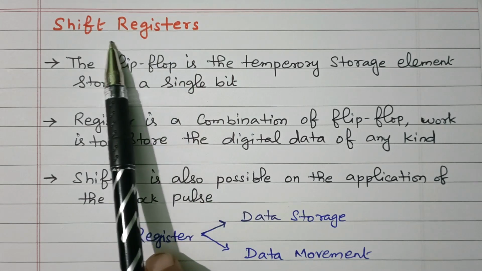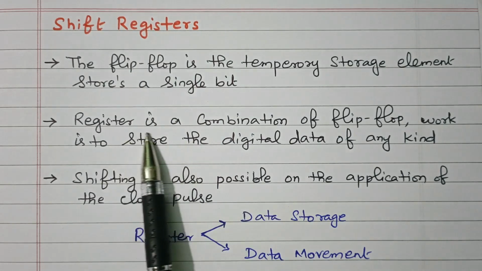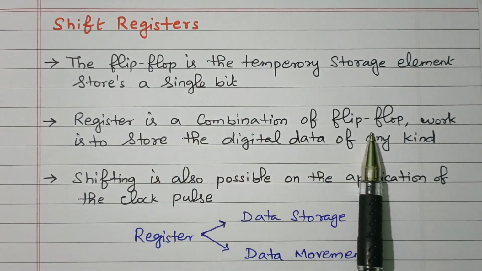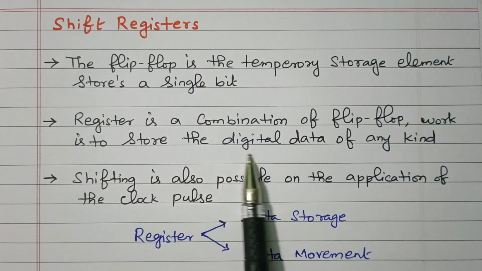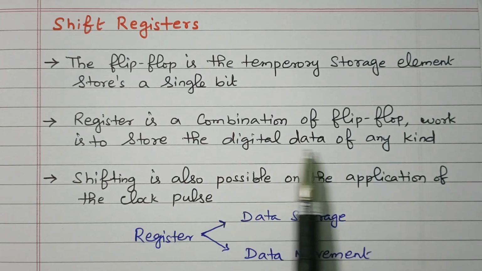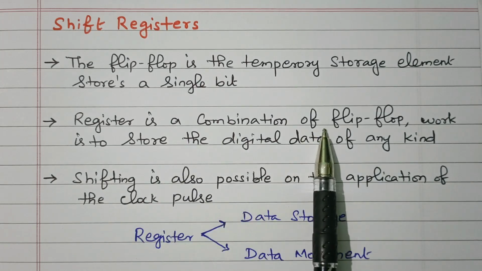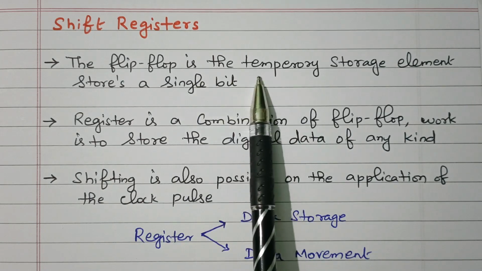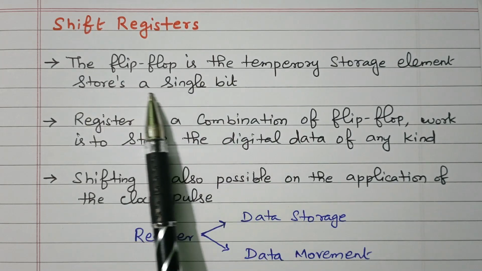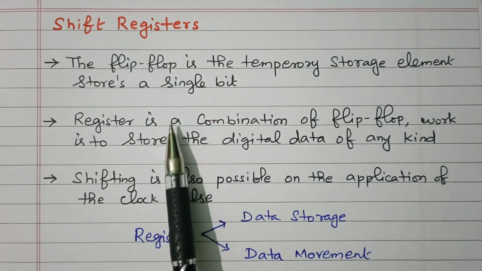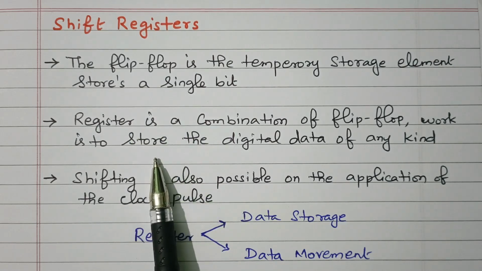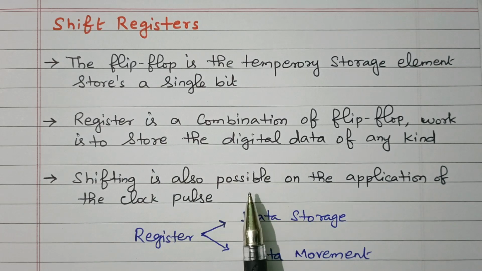Now we'll go to the topic shift register. Register is a combination of flip-flops. Its work is to store digital data of any kind. So the registers are made up of flip-flops. We know that a flip-flop is a temporary storage element that will store a single bit. So by using flip-flops, the register is constructed in order to store the digital data.